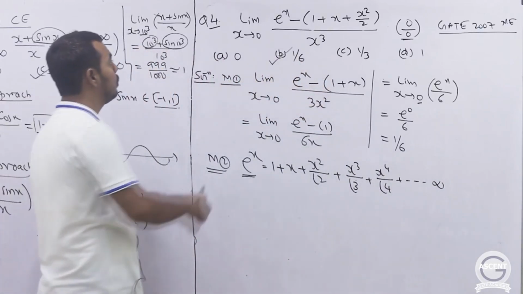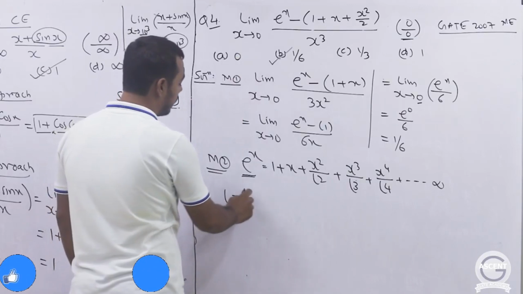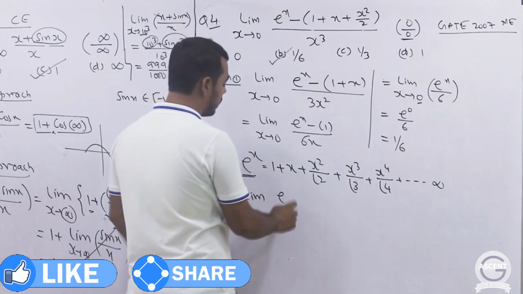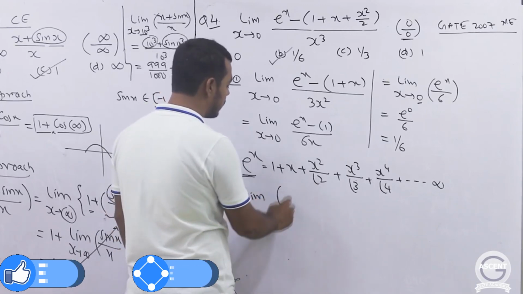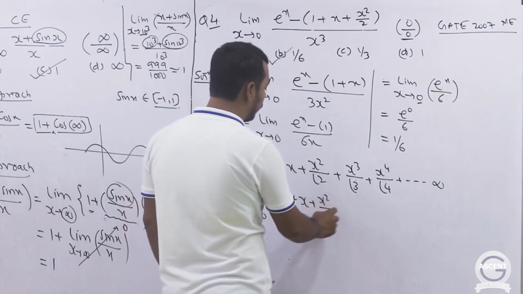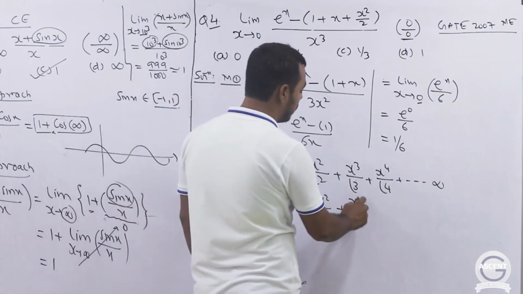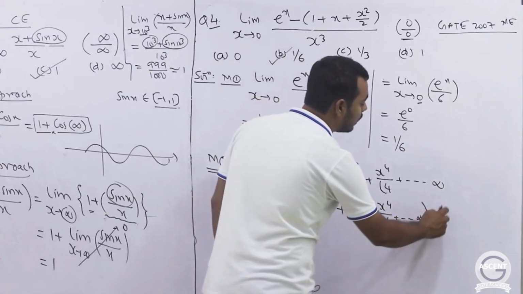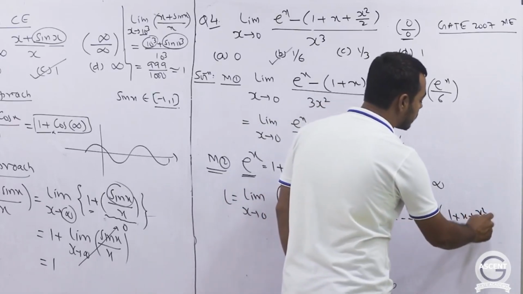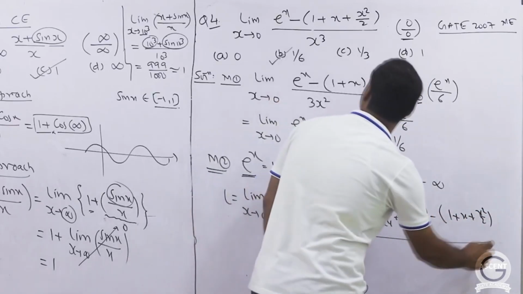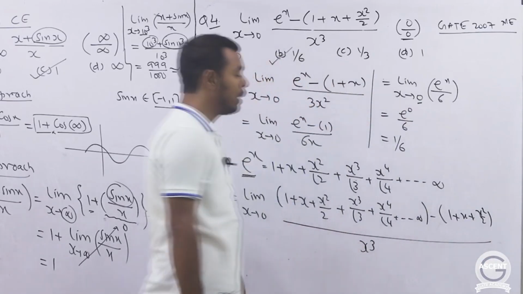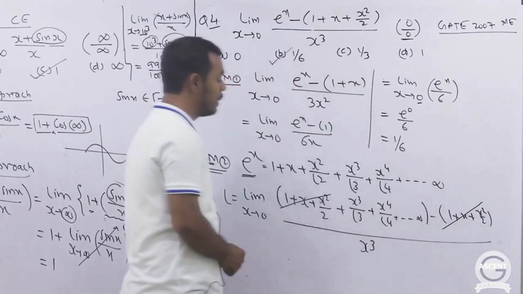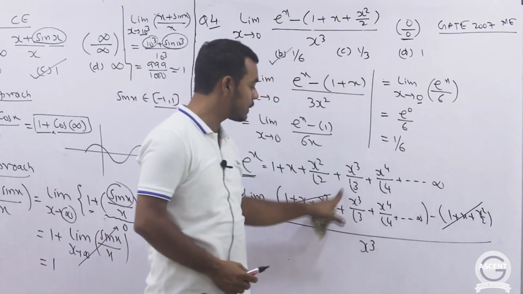Now if I want to find the value of this limit, I can write it as limit x tending to 0, and in place of e to the power x, you can write this expression. So 1 plus x plus x square by 2, since 2 factorial is 2, plus x cube by 3 factorial, plus x to the power 4 by 4 factorial up to infinity, minus 1 plus x plus x square by 2, and this divided by x cube. As you can see, these three terms will cancel. From all the subsequent terms, you can take x cube common.